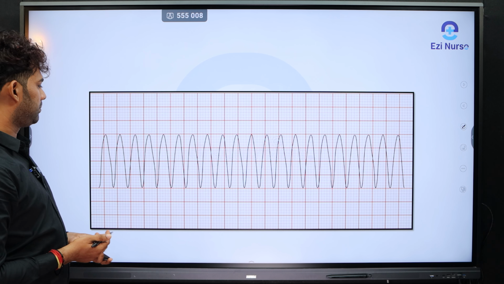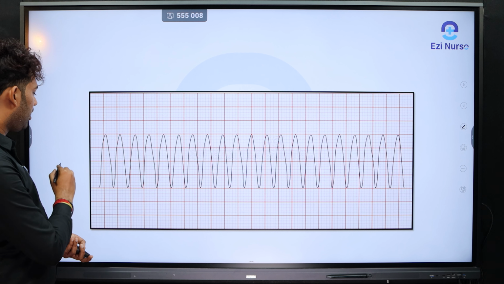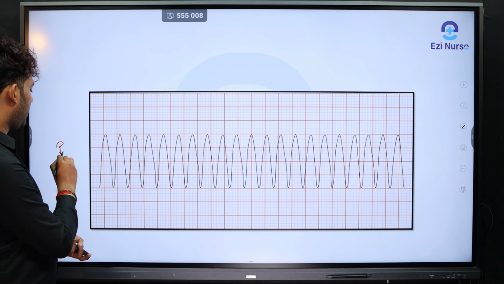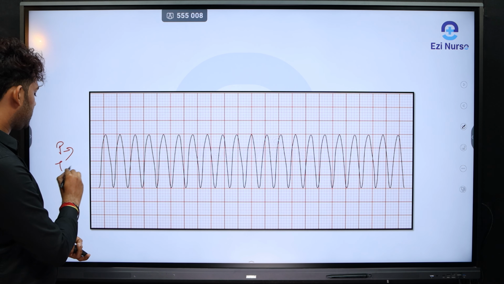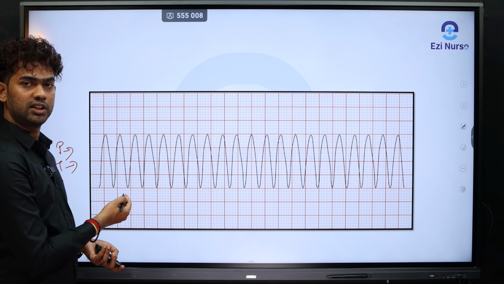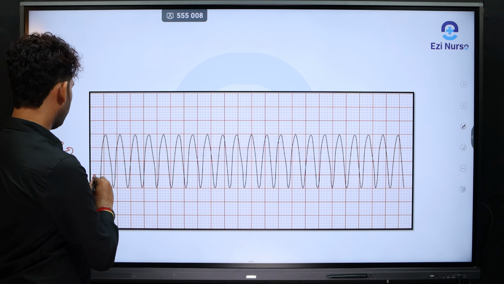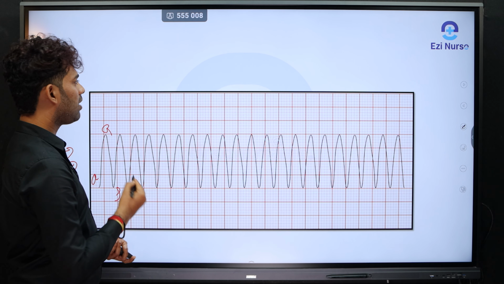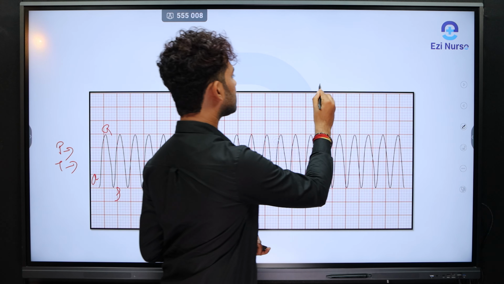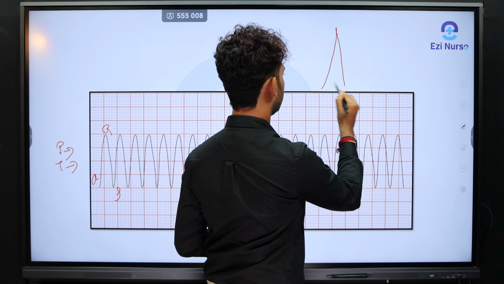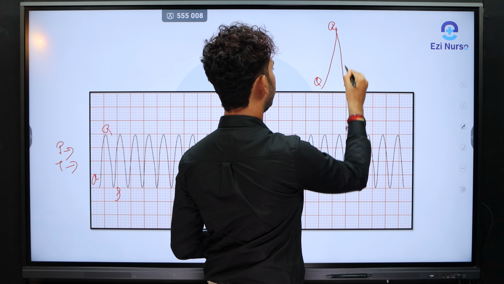So look at this rhythm. Here we can't see the P wave. There is no P wave and there is no T wave. The P wave is not here and the T wave is not here. But the QRS complex is here. So I already said that the QRS complex will be the tall peak shaped one, right? The tall peak shaped one.